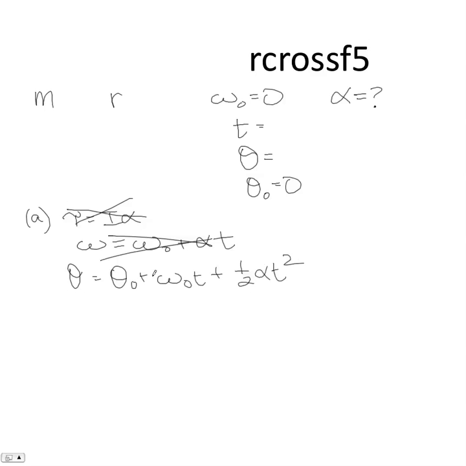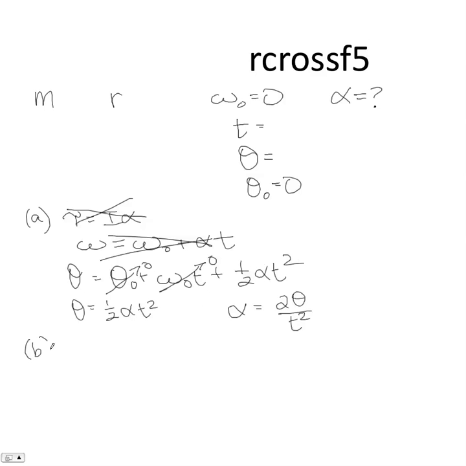And we know that theta naught is 0. We know that omega naught is 0. So we just have theta equals 1/2 alpha t squared. And so that means that alpha is going to be 2 theta over t squared. And we can plug the numbers in and get the answer.